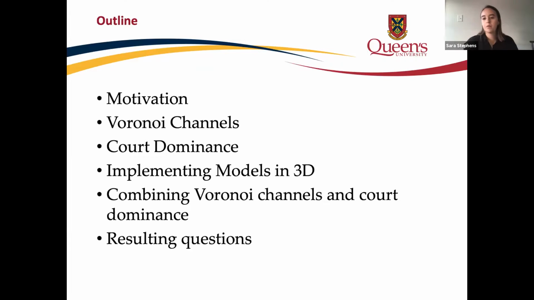So we're going to go through some motivation behind why we created these models, both the Voronoi channels model, similar to what Emily was discussing earlier, transitioning it into a basketball setting, as well as viewing it in a less discrete manner with the court dominance model, both in 2D, and then moving both of these models into a 3D setting, so viewing them over time, and combining the two to look at Voronoi channels in the context of court dominance. And lastly, we'll chat about some interesting observations and questions that arose from the examination of these two models.